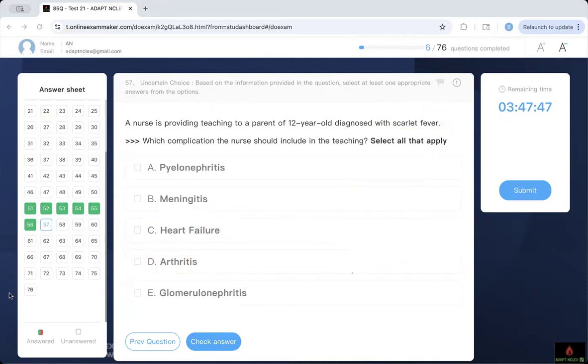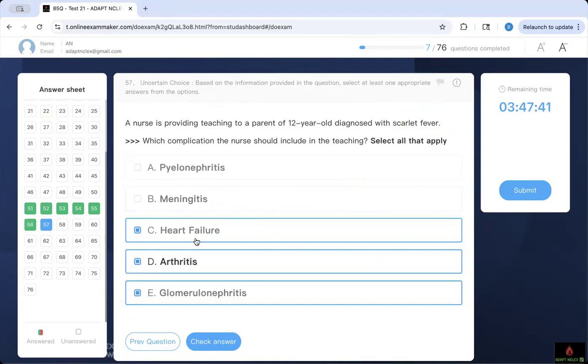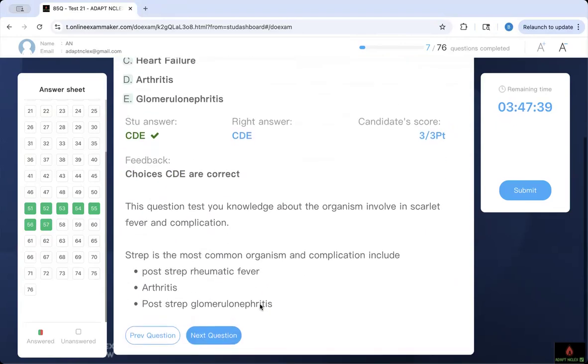So this is a hard question. It does not cause meningitis or pyelonephritis, but these are conditions you're likely to get if you have strep infection. These are all associated with strep infection.